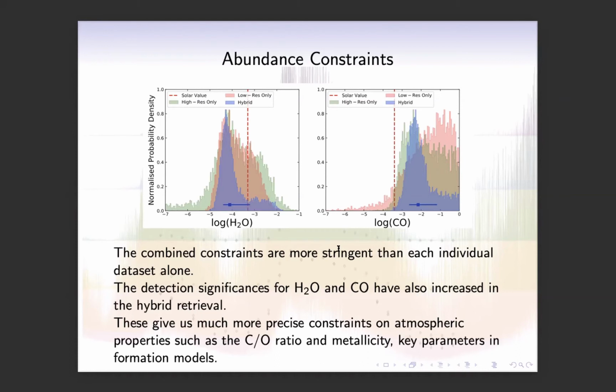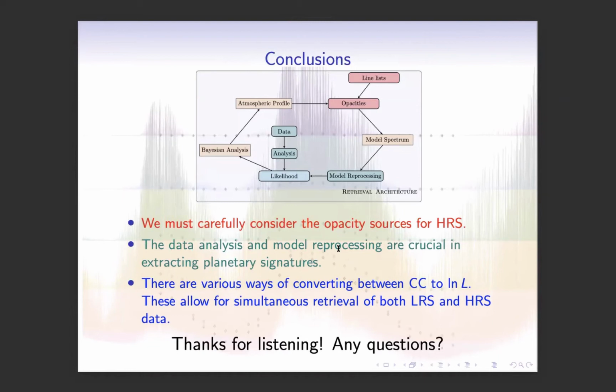So finally, to conclude, I've just gone through the things that you need to be aware of if you're trying to do a high resolution retrieval, talked about the opacities and the line lists that we need to be aware of, talked about the data analysis. Jens and Matteo really went through that in detail last night. And there are also various ways of converting between CC to log L, or as Jens was saying, just going straight to the log L. And these will hopefully allow for more simultaneous retrievals of low res and high res in future.